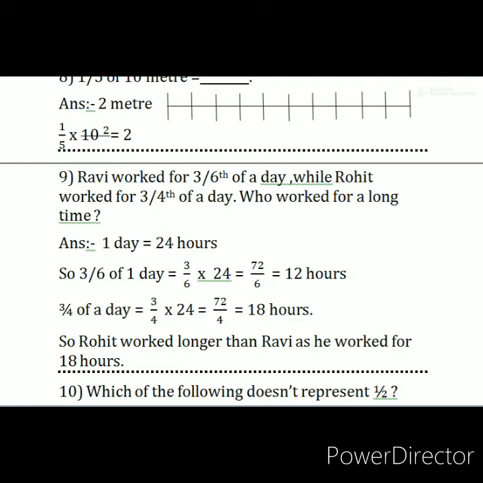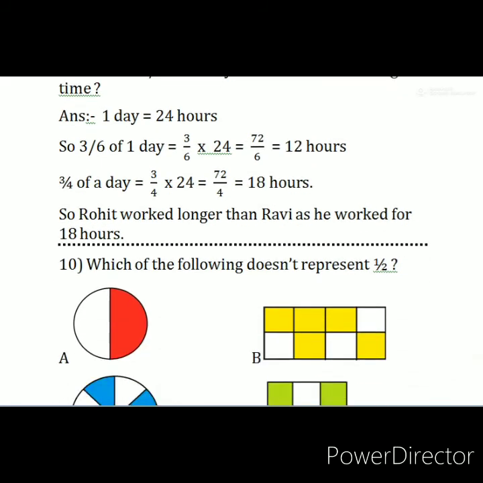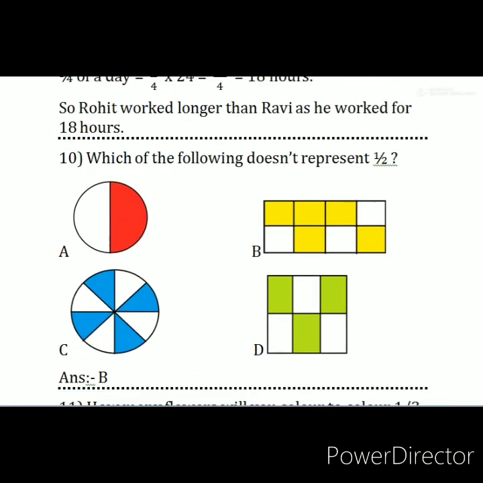Now, we will see our 10th question. Which of the following doesn't represent half? Here 4 diagrams are given. We have to find which figure is not representing half of the figure. Here the first option is a circle. It is divided into 2 equal parts and one part is half. The equal half of that circle is colored.